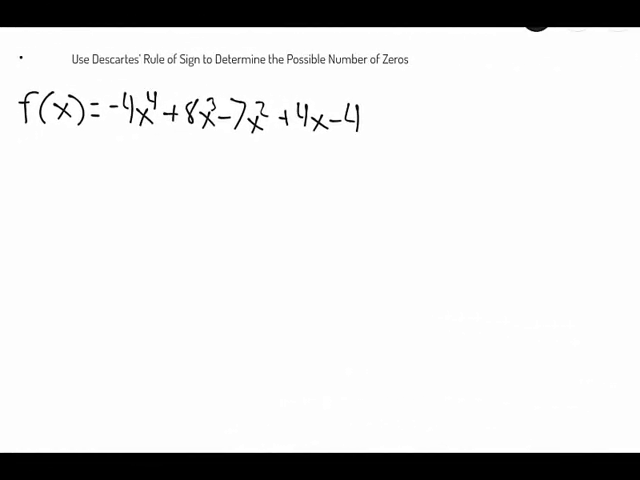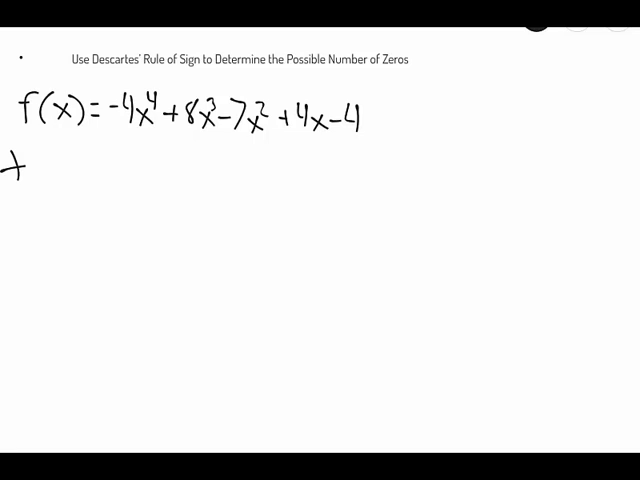For this video, we're going to talk about an example where we're going to use Descartes' Rule of Signs to determine the possible number of positive and negative real zeros. So in order to find how many positive real zeros we could be looking at in solving this polynomial equation, what we need to do is count how many sign differences we have in each term.